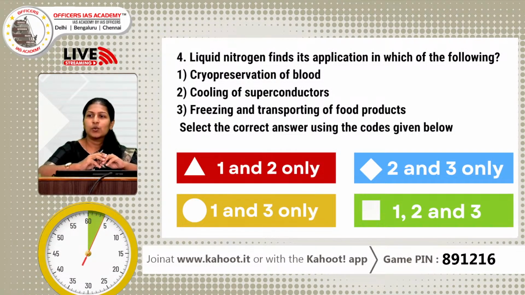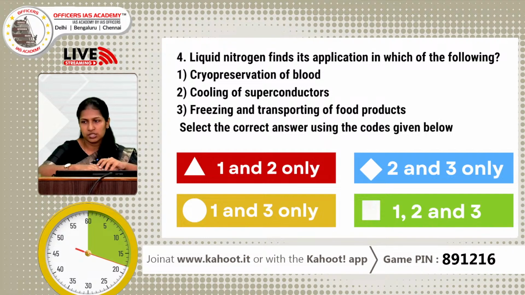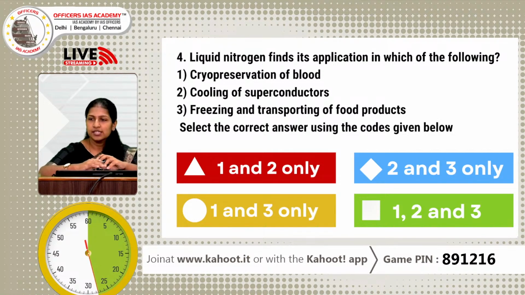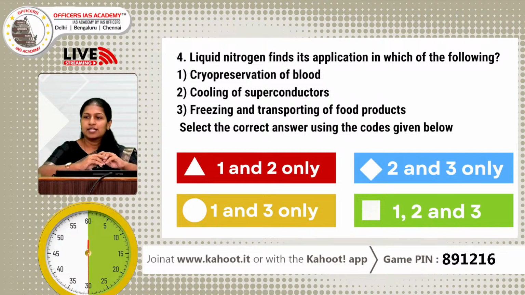Question number 4. Liquid nitrogen finds its application in which of the following? You have 3 options: cryopreservation of blood, cooling of superconductors, freezing and transporting of food products. And the options are 1 and 2 only, 2 and 3 only, 1 and 3 only, and 1, 2 and 3. So you have 8 more seconds. Be quick in answering.